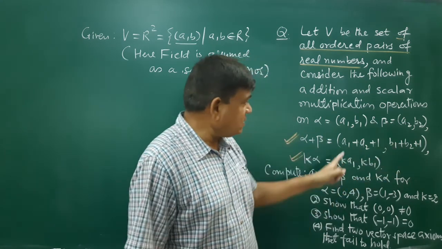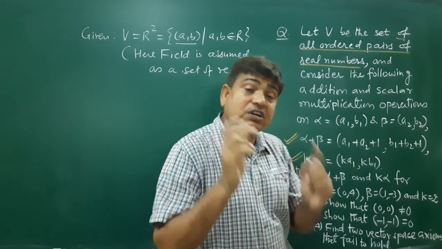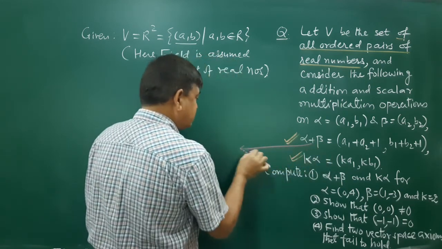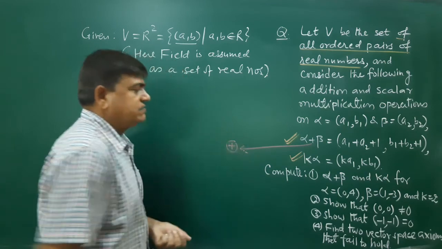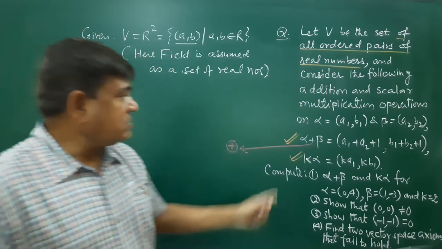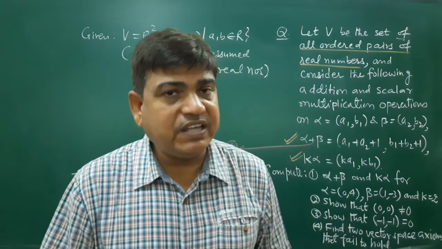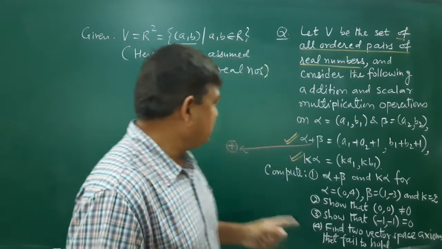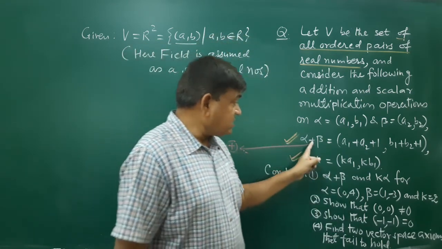But be careful, this plus is the ordinary plus. This plus is not ordinary. This is this one. Because alpha and beta are both members of V, elements of V, we say vectors. So this is the internal composition.